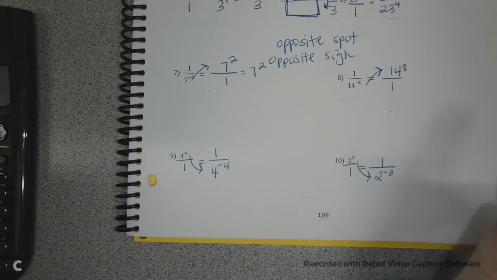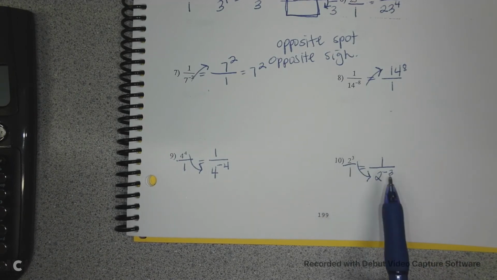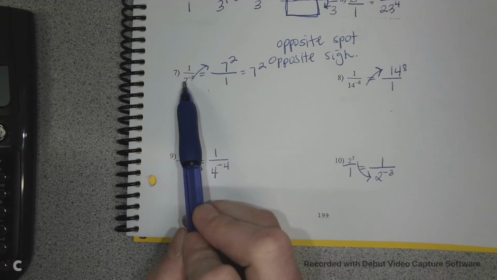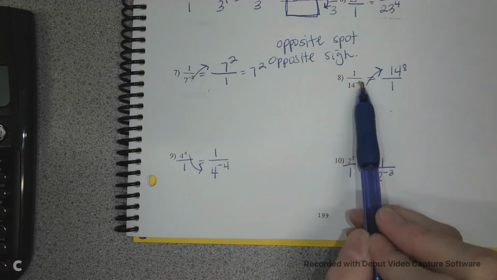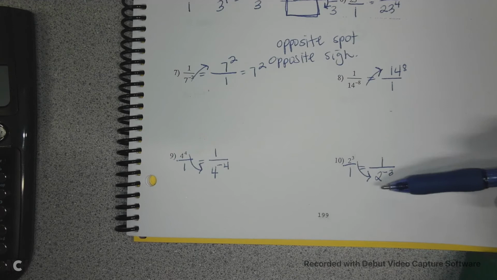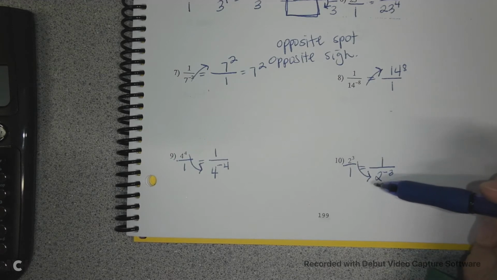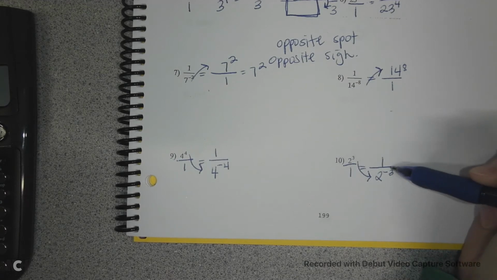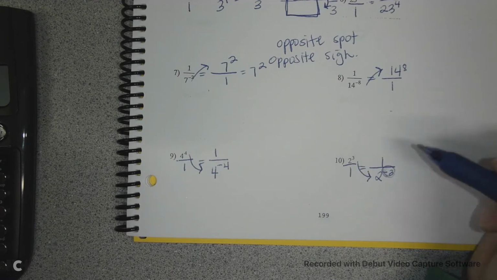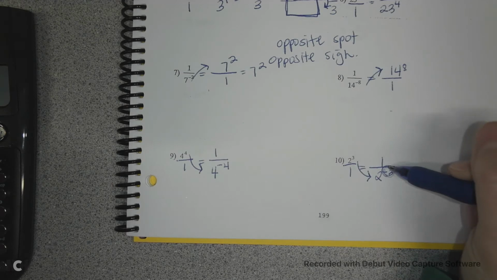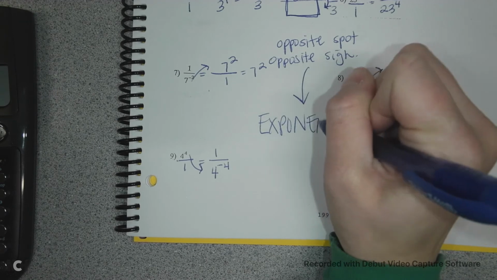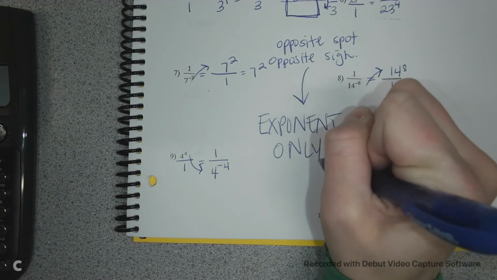Okay, here's the thing. Notice that my +2 stayed as a +2. My +4 stays as a +4. My +7 stays as a +7. My +14 stays as a +14. Just because they move spots doesn't change the sign of the number. It changes the information about it, its attitude. Okay, opposite sign for the exponent only.